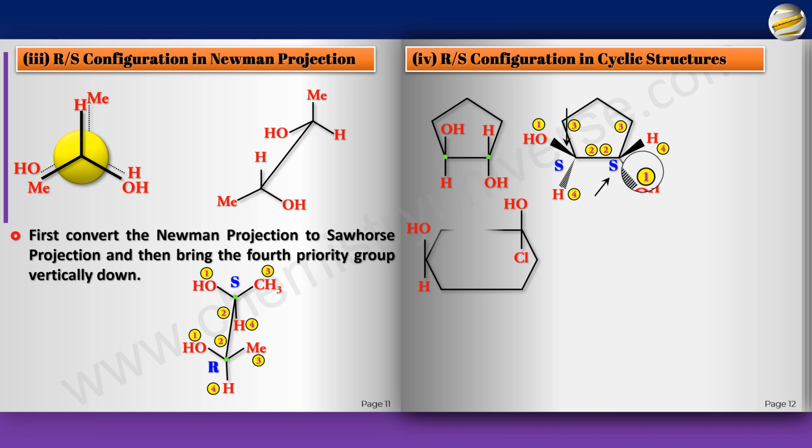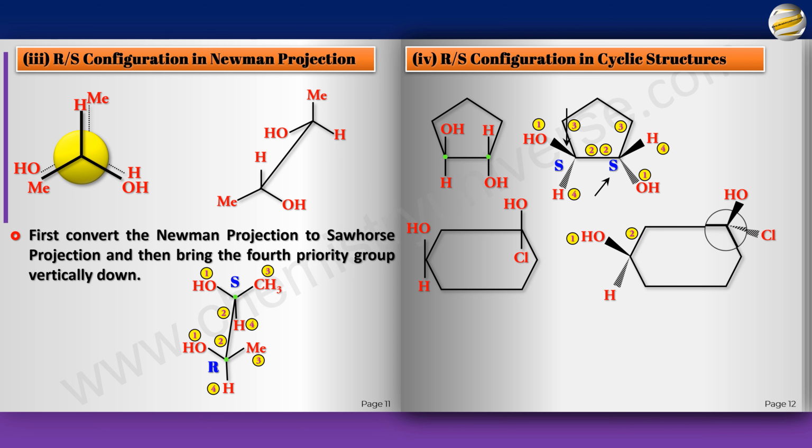Let's look at this one. It's got two carbons which are chiral. So I'm redrawing it like this. Give priorities. 1, 2, because this carbon has OH and Cl. 3 and 4. Where do you look from? Here. So now go from 1 to 2, 2 to 3. From the top, it is R.